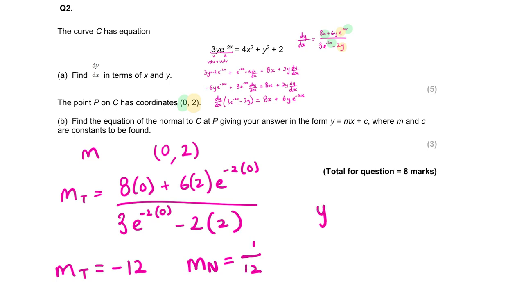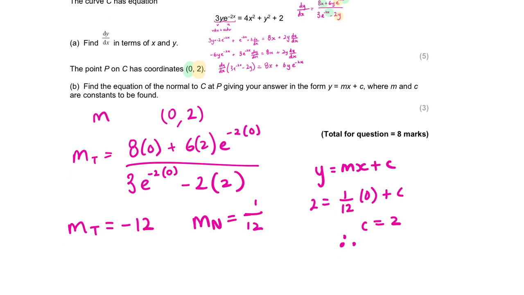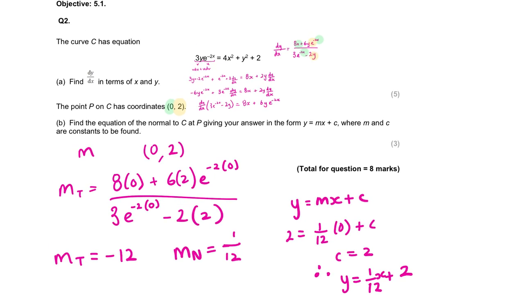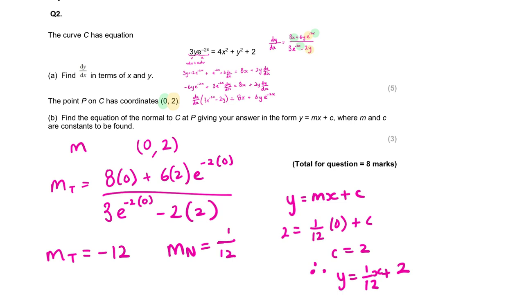So now, y equals mx plus c. I'm going to have 2 equals 1 over 12 lots of 0 plus c. So c equals 2. Therefore, y equals 1 over 12 plus 2. Sorry, I forgot the x. y equals 1 over 12 x plus 2. And then we have 3 marks. Nice and easy 8-mark question.